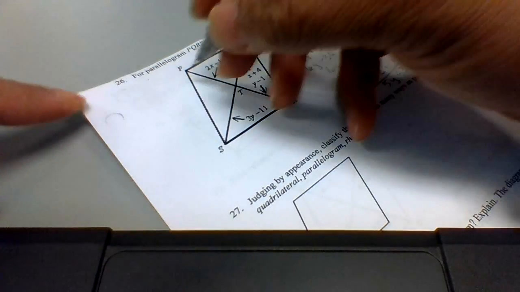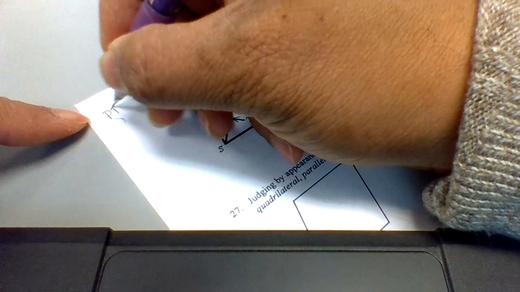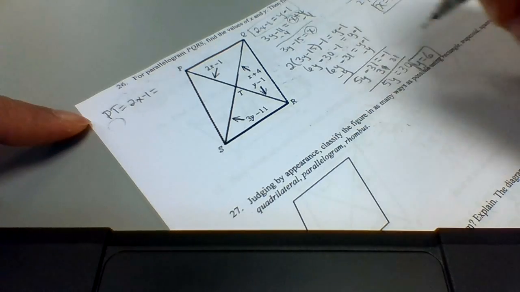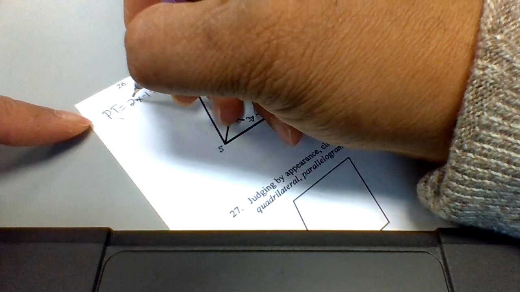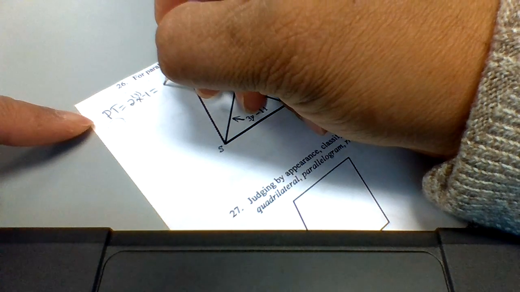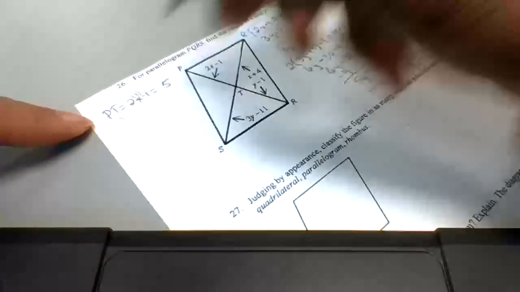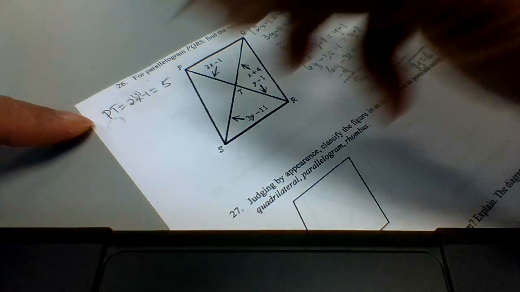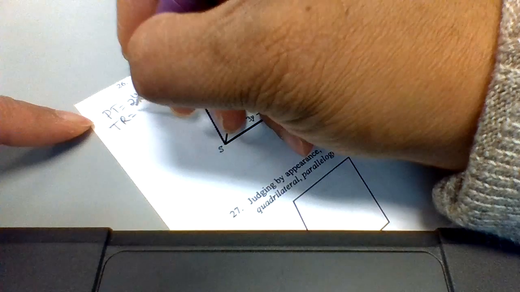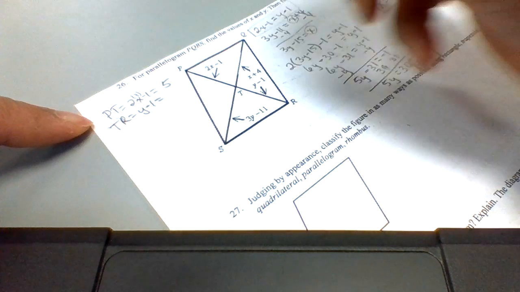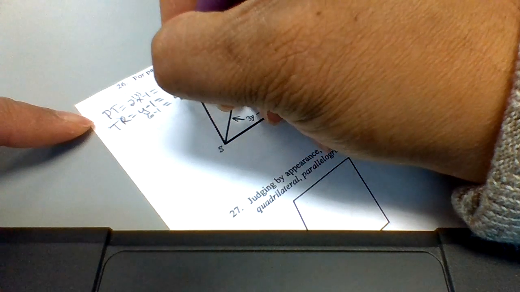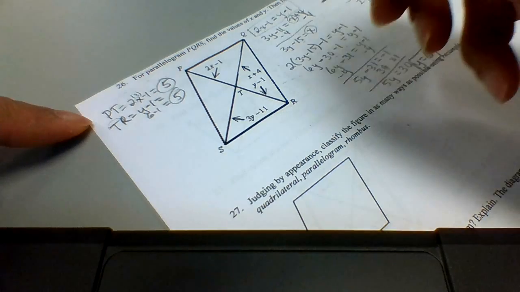Okay, so PT is equal to 2x minus 1, where x is equal to 3. So 2 times 3 is 6, minus 1 is 5. And find TR. So TR is equal to y minus 1, and y is equal to 6. So 6 minus 1 is going to equal 5. So those two are equal to each other.